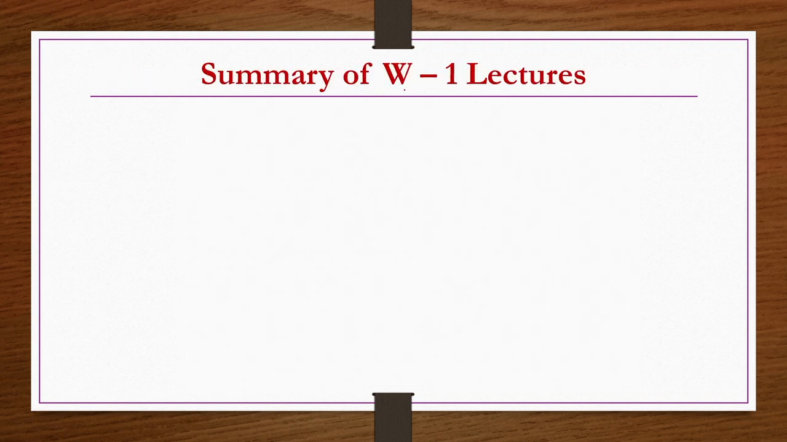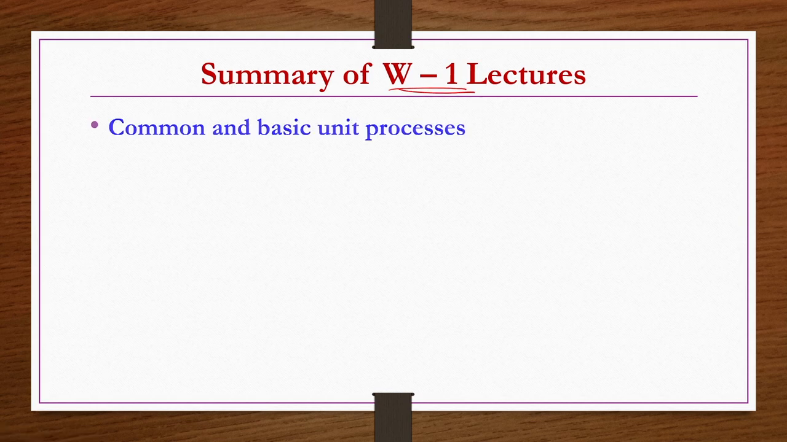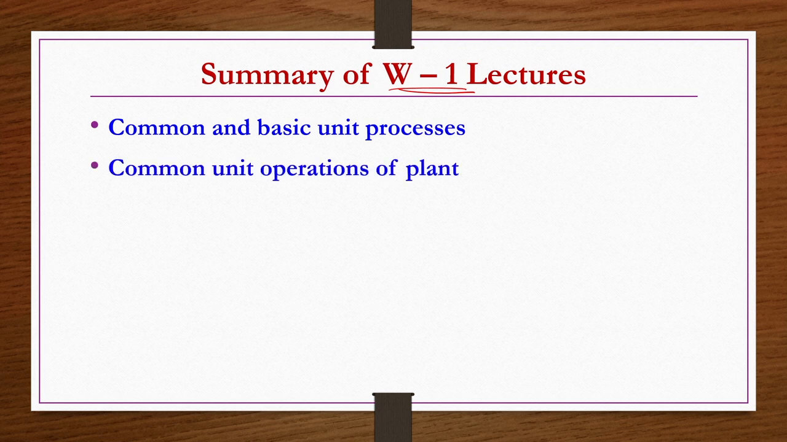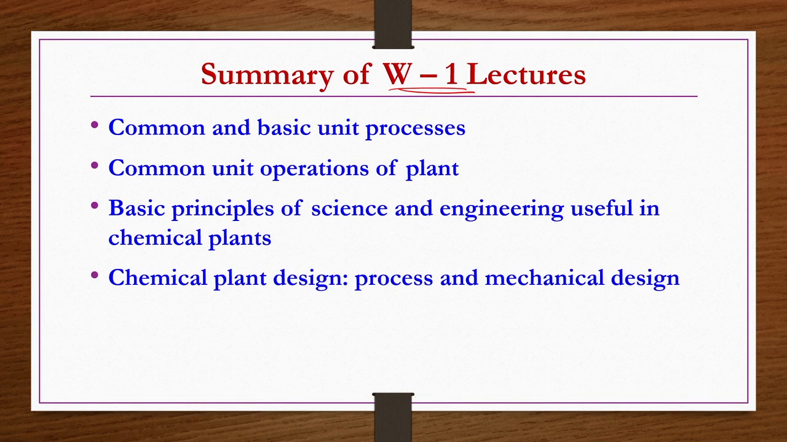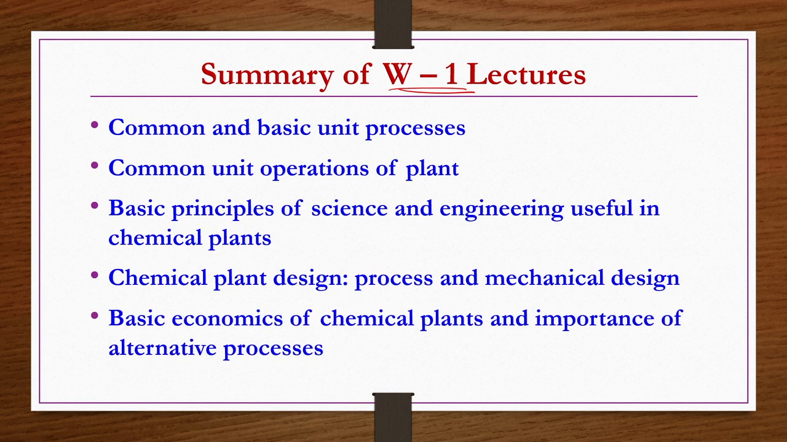Now, a summary of the week 1 lecture, what we have seen this week. We have seen common and basic unit processes, and common unit operations of a plant. We have also seen basic principles of science and engineering useful in chemical plants, and chemical plant design aspects from both process and mechanical design viewpoints. We also saw the basic economics of chemical plants and the importance of alternative processes in general, by taking a few examples.